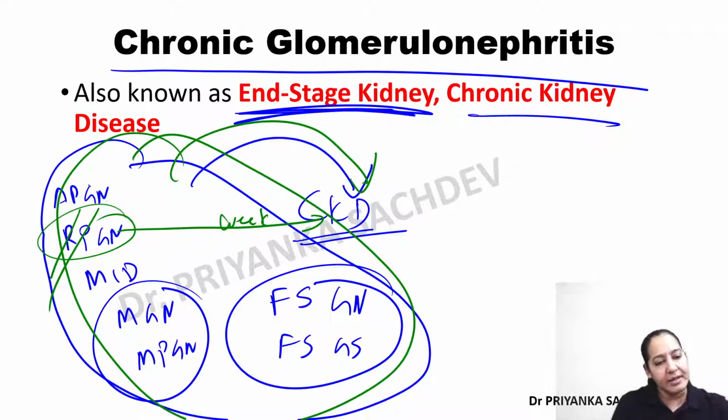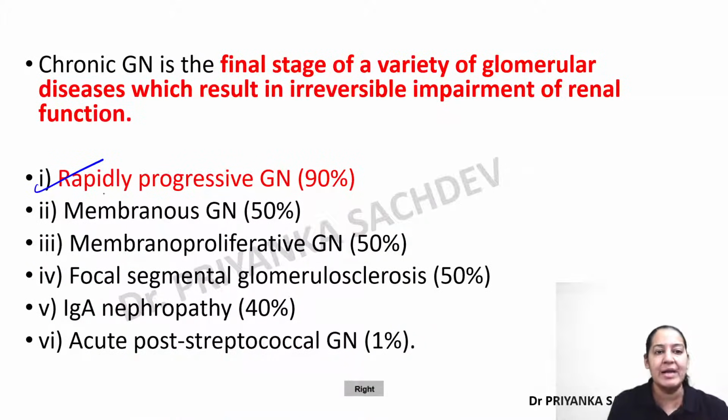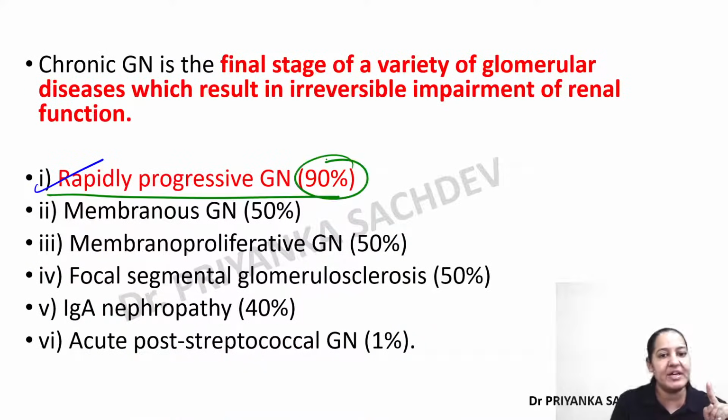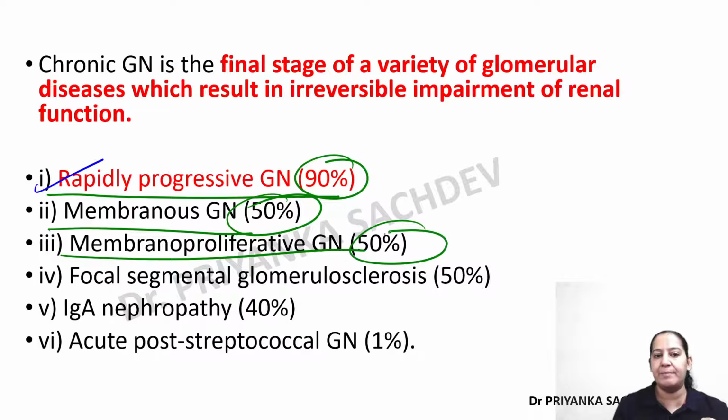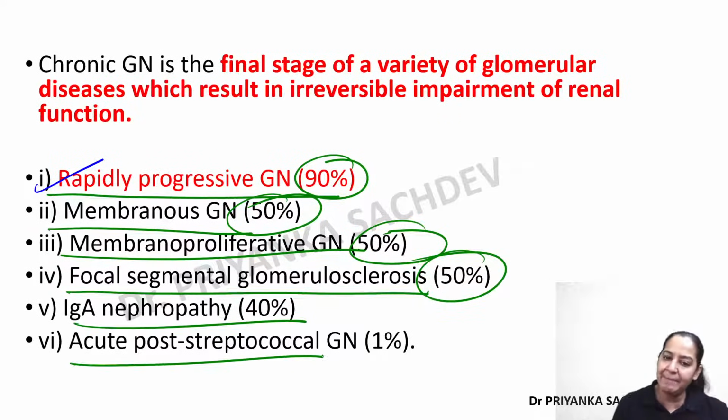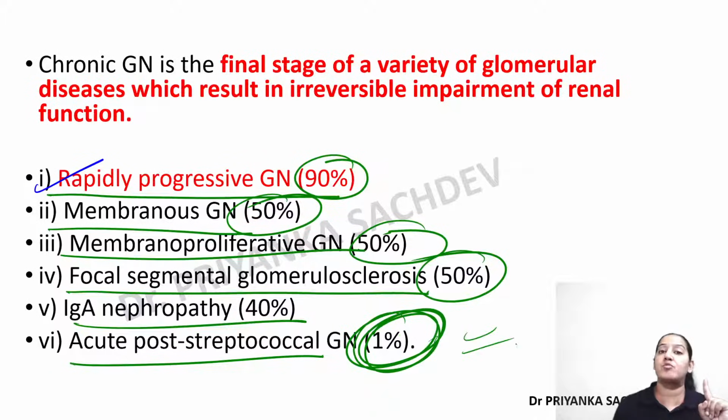Others also convert into CKD but gradually and slowly. RPGN in 90% of the cases converts into CKD. Membranous also converts in 50% of cases. Membranoproliferative also converts in 50% of cases. FSGS also converts. IgA nephropathy, APGN. APGN has only a 1% chance of converting into CKD. So APGN has the best prognosis.